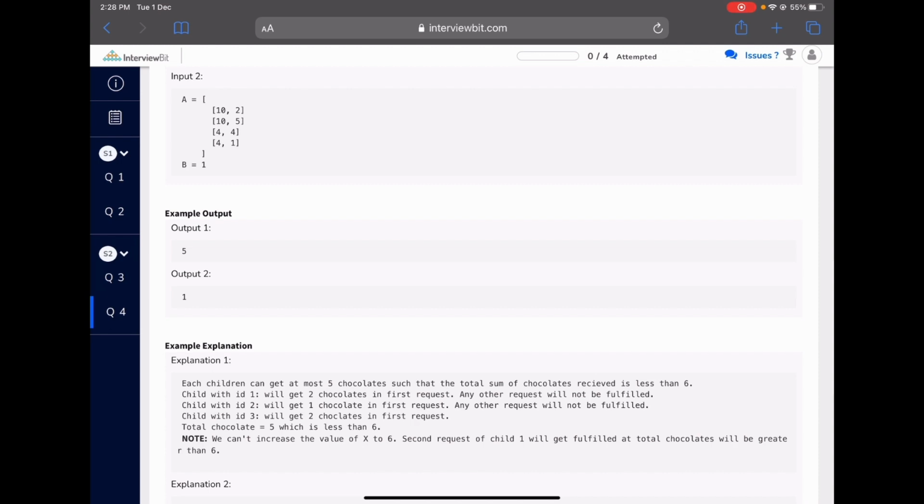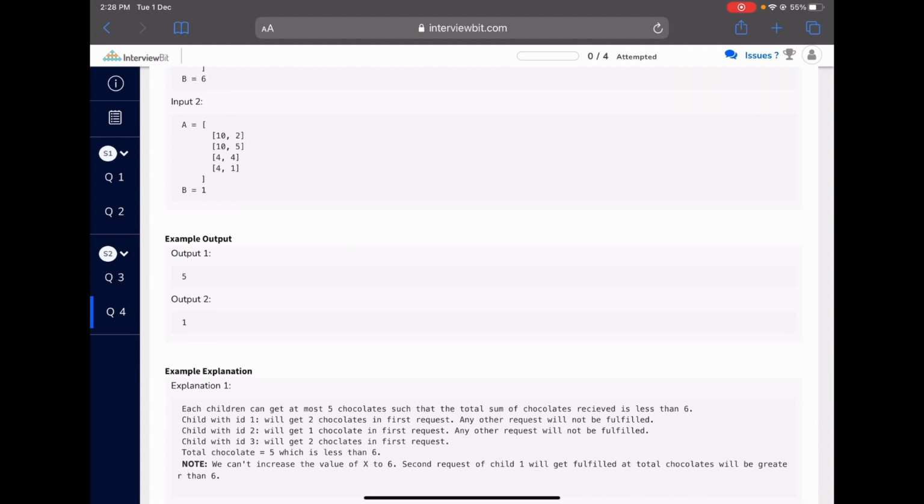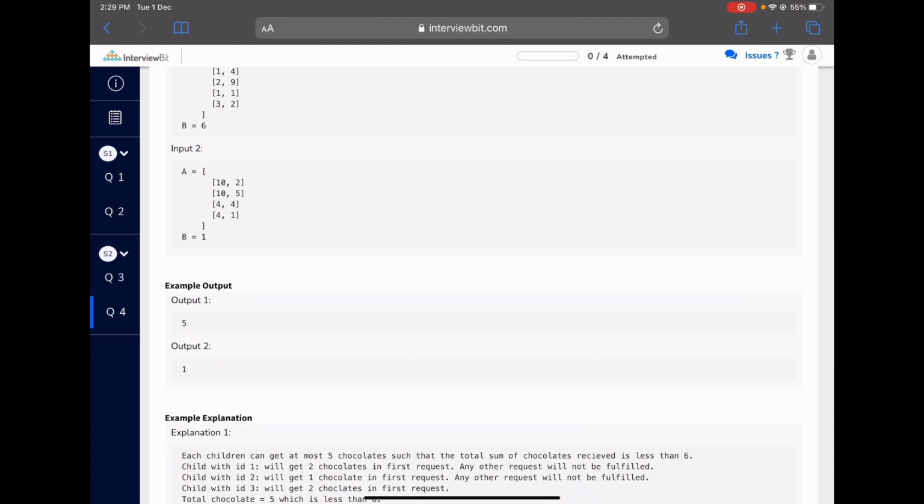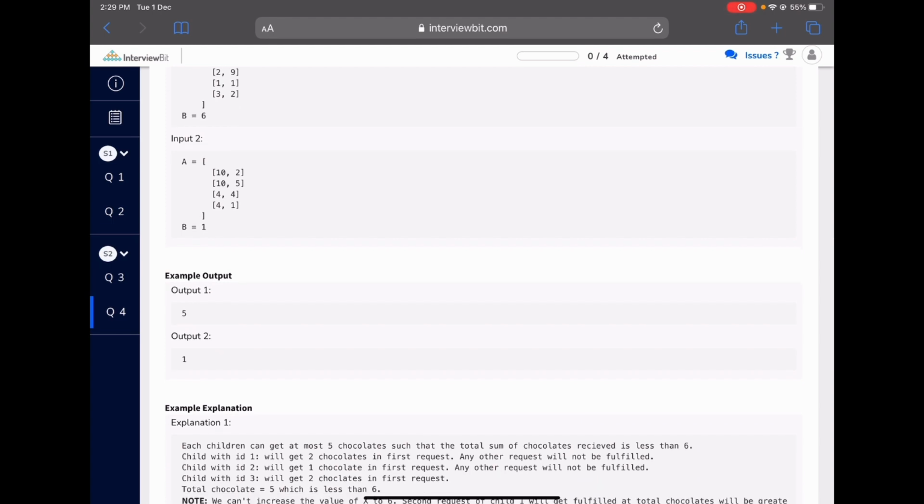Let's look at the explanation. So each child will get at most 5 chocolates. Child with ID 1 first requests 2 chocolates, so that will be served. Now he requests 4 chocolates in his next request, but that won't be served because the maximum chocolates given to him cannot exceed 5. Now child with ID 2 first requests quantity 1 and that will be served. Then he requests quantity 9, so that cannot be served because the total would get more than 5. Then the third child requests 2 chocolates and that will be served. He does not request any other chocolates.